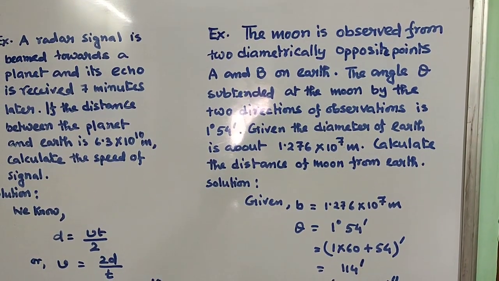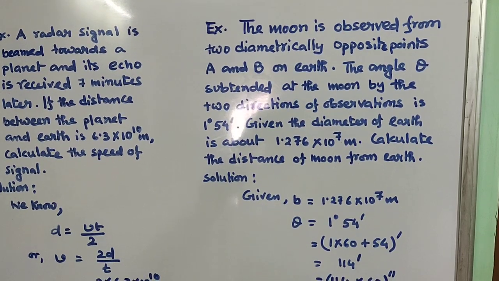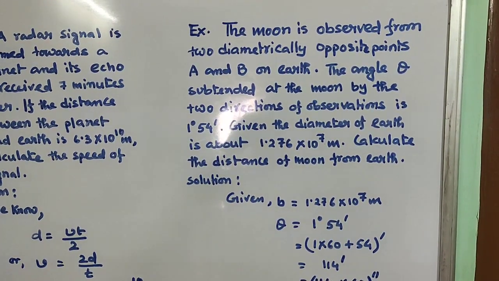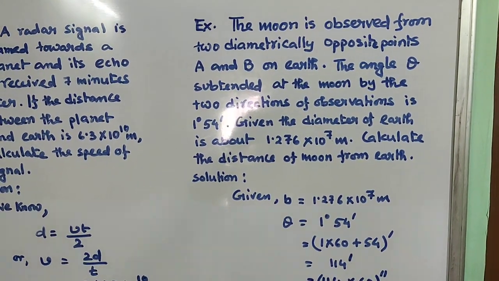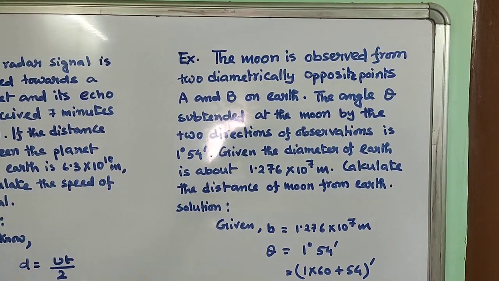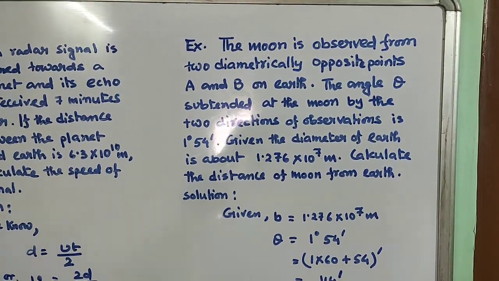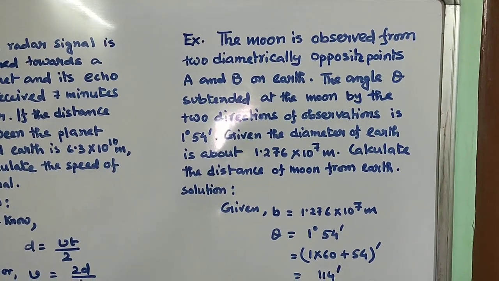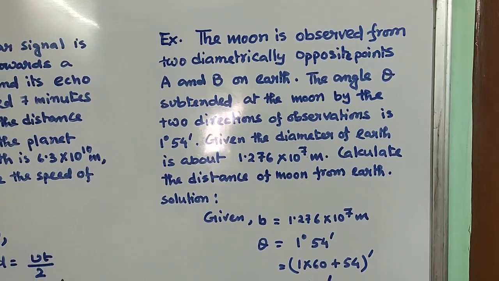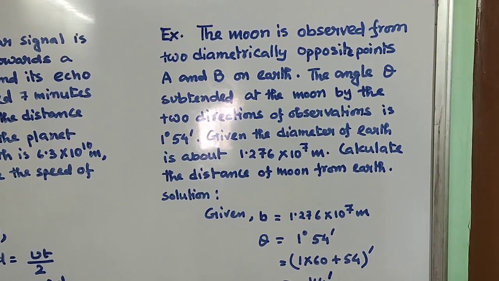The moon is observed from two diametrically opposite points A and B on earth. The angle theta subtended at the moon by the two directions of observation is 1 degree 54 minute. Given the diameter of earth is about 1.276 into 10 to the power 7 meter. Calculate the distance of moon from earth. So these are the values provided in the numerical, and what we have to find is the distance. So please go through this.